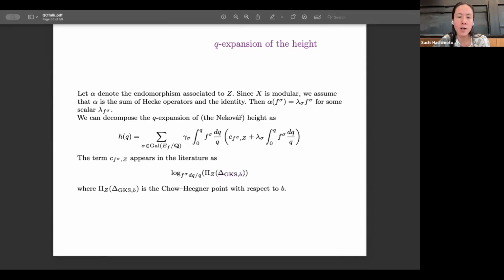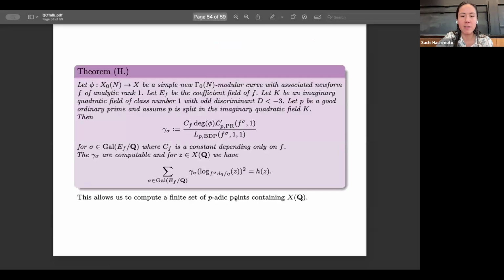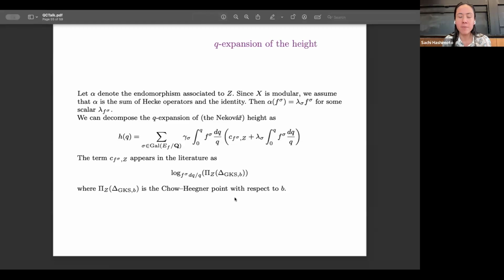So what's going on inside this integrand is that you have this Gross-Kudla-Schoen modified diagonal cycle, and we're projecting it with respect to this endomorphism or this correspondence Z. I haven't really explained what any of this is, and I apologize, but I just wanted to allude to the fact that as a consequence of this theorem, you get something very interesting: the global height has a Q expansion, and all of the terms in the Q expansion can be written down. All the coefficients are products of some very interesting constants, and these constants have interesting modular descriptions.